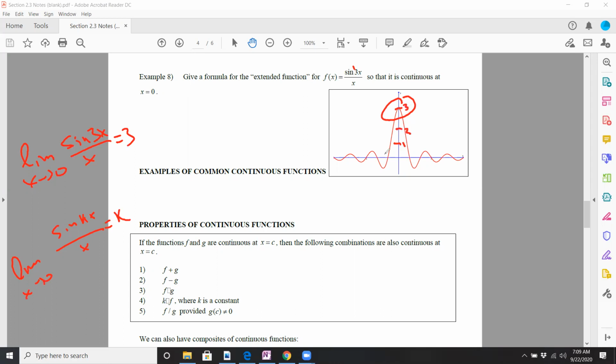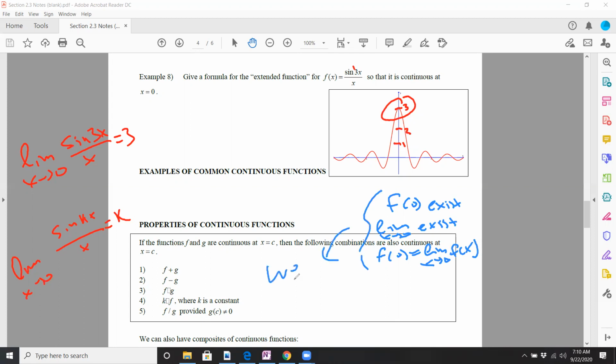But anyway, we want to write an extended function so that it is continuous at x equals 0. Because remember, to have continuity, 3 things have to happen. f of 0 must exist, which right now it does not. The limit as x approaches 0 must exist, which of course it does. We know it's 3. And f of 0 must equal the limit as x approaches 0 of f of x. So it means that we need f of 0 to equal 3. That's what this tells us.